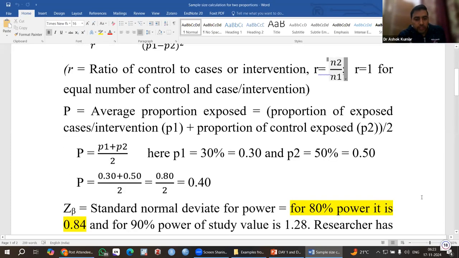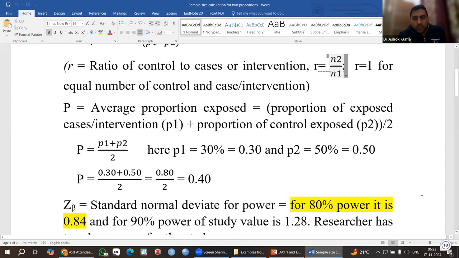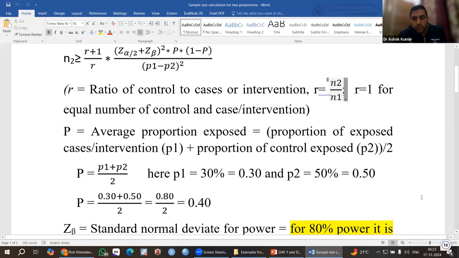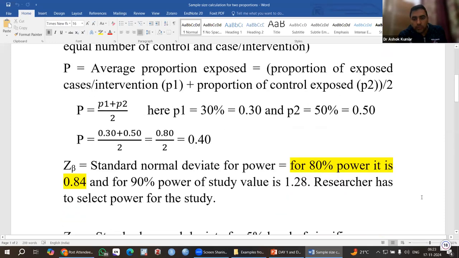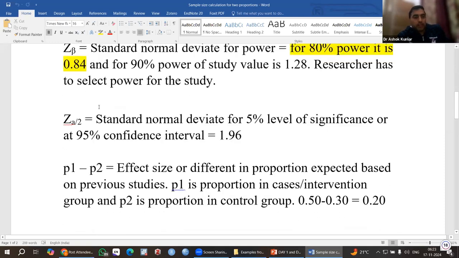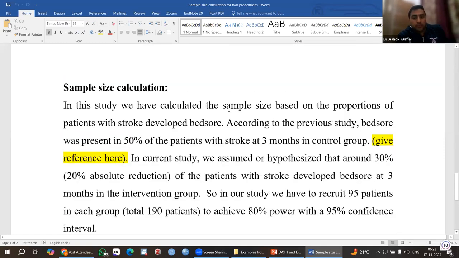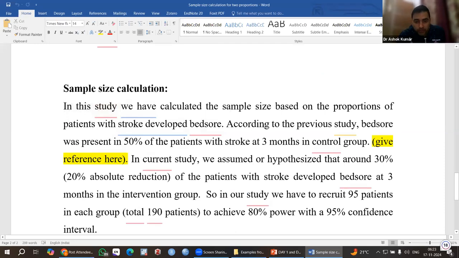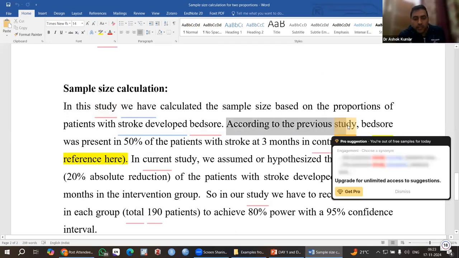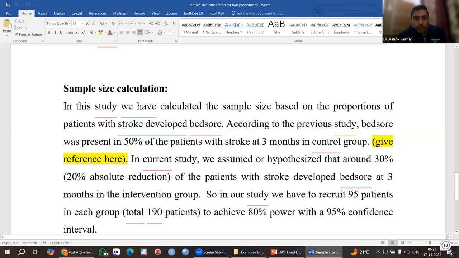So suppose we want to calculate sample size in our study. According to a previous study, and you have to give the reference, the prevalence of bed sore was 50% in patients with stroke at 3 months in the control group. So for this we have to give a reference.